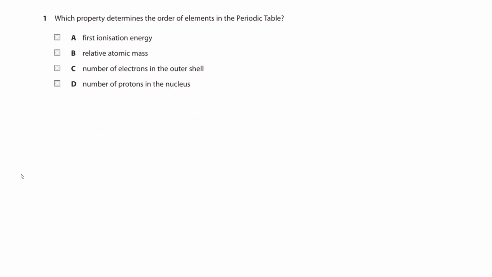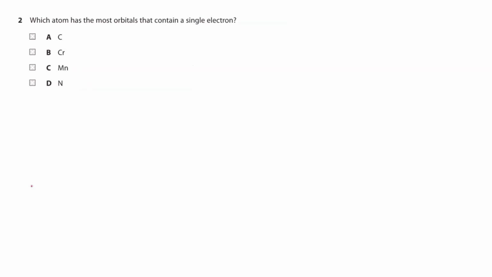Let's move on to the second question. The second question asks, which atom has the most orbitals that contain a single electron? So they are asking 2 conditions here. First of all, you should find the atom with single electrons. And you have another condition, it should have the most orbitals.